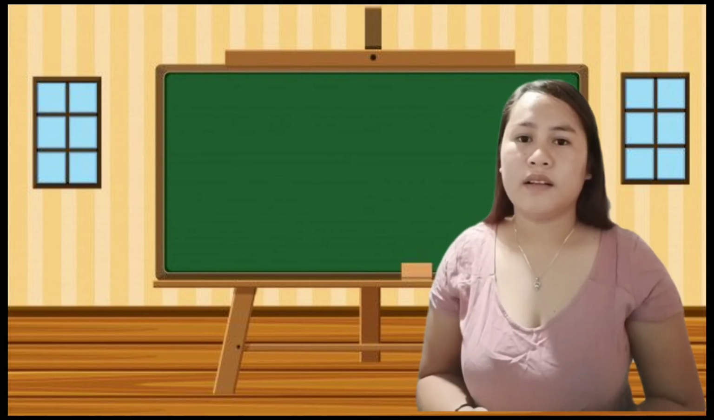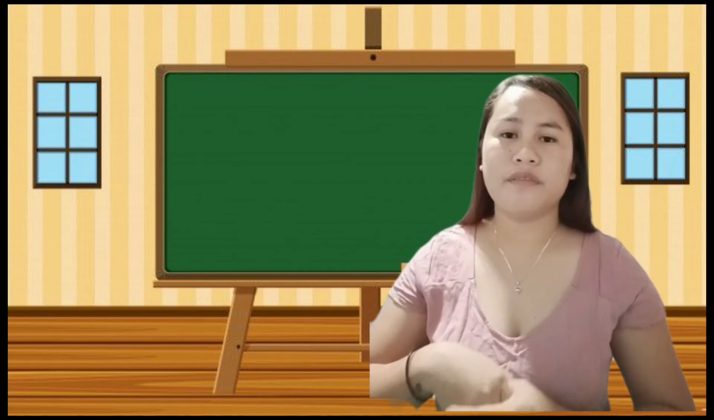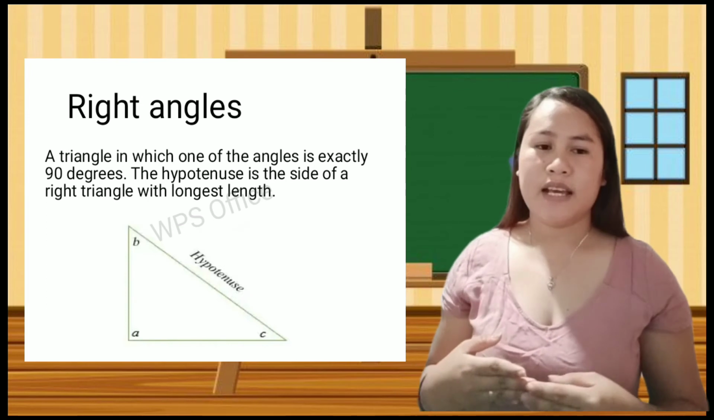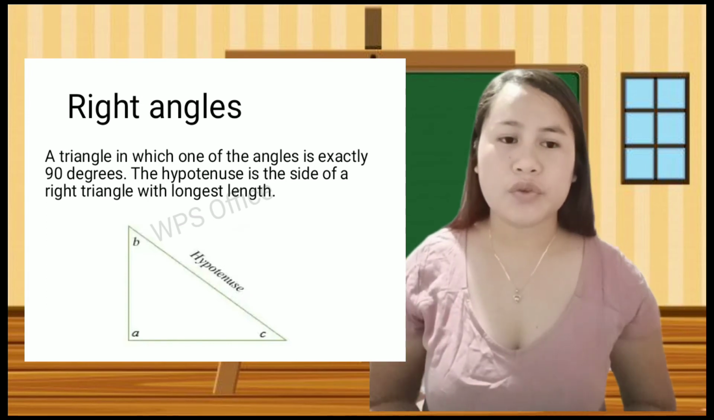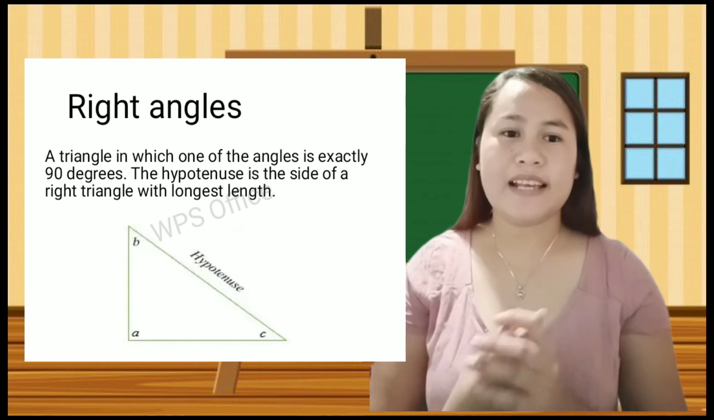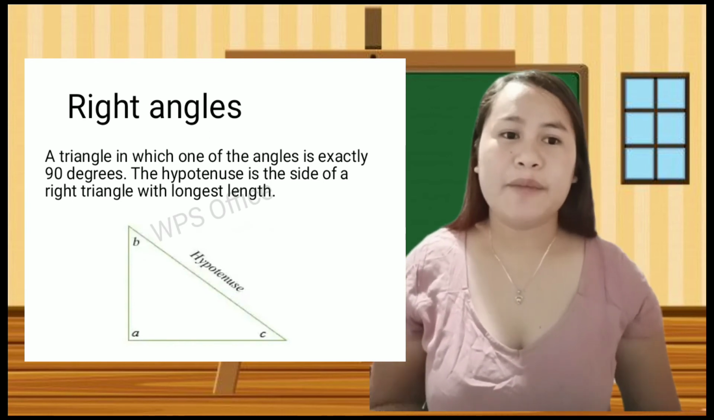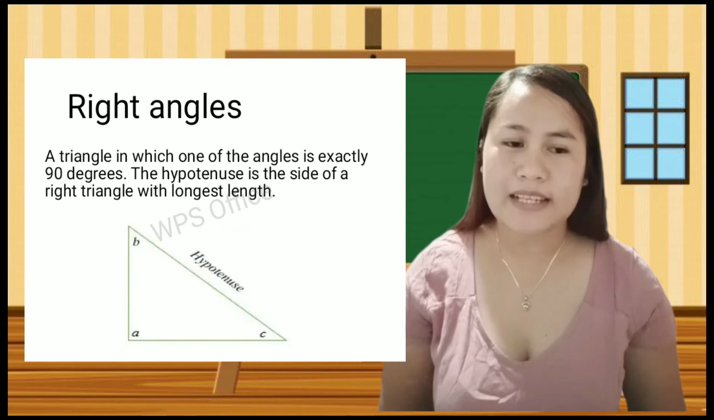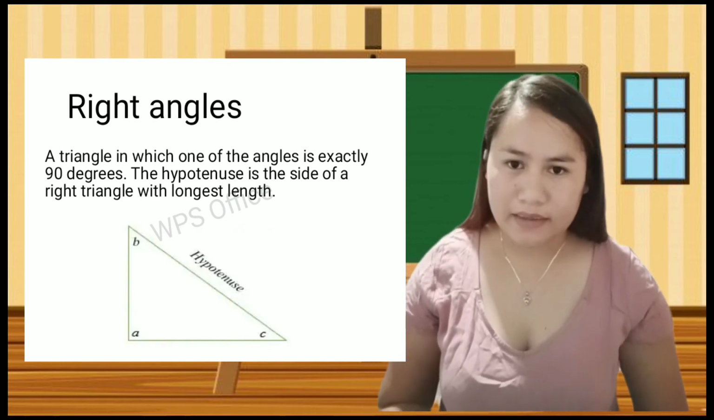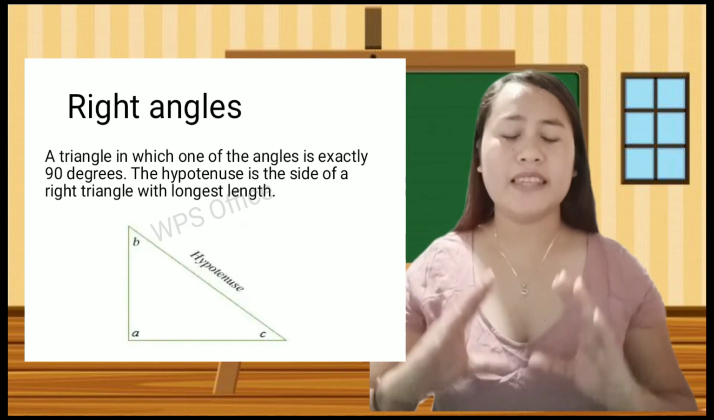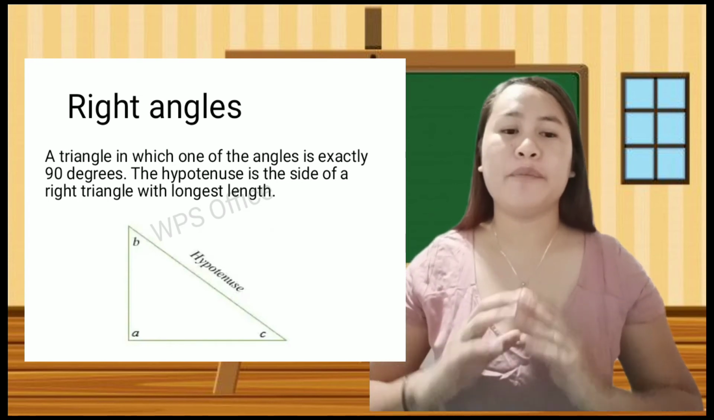The third one of interior angle is right angle. A right triangle is a triangle in which one of the angles is exactly 90 degrees. The hypotenuse is the side of a right triangle with the longest length. Makikita nyo sa screen ang mga pictures ng bawat isa nito.